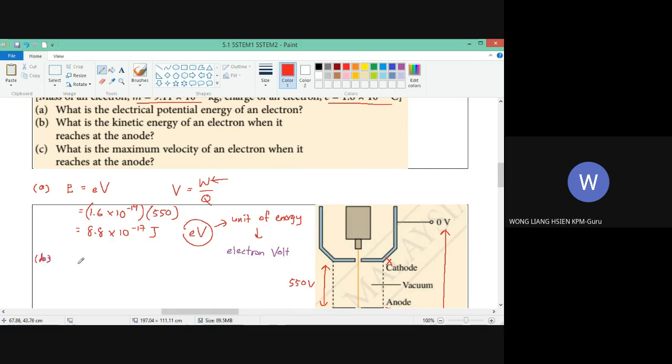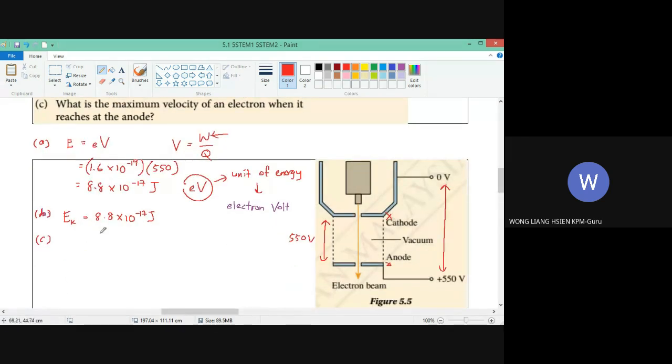Okay. B, what is the kinetic energy of an electron when it reaches the anode? Okay, so the kinetic energy is equal to 8.8 times 10 power negative 17 joule, because this is the amount of energy that is gained by an electron, and that energy will be converted into kinetic energy. Okay, C, what is the maximum velocity of an electron when it reaches the anode?